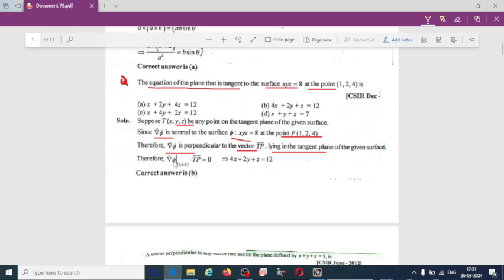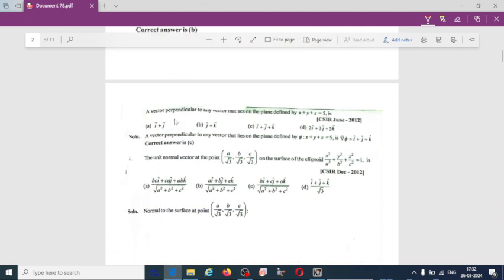Once you take the derivative of phi with respect to x, y, z, you should substitute the values 1, 2, 4 wherever there is x, y, z. Then you are going to have 4x plus 2y plus z is equal to, if you substitute 1, 2, 4, the answer is going to be 12. So this is the equation of the plane.